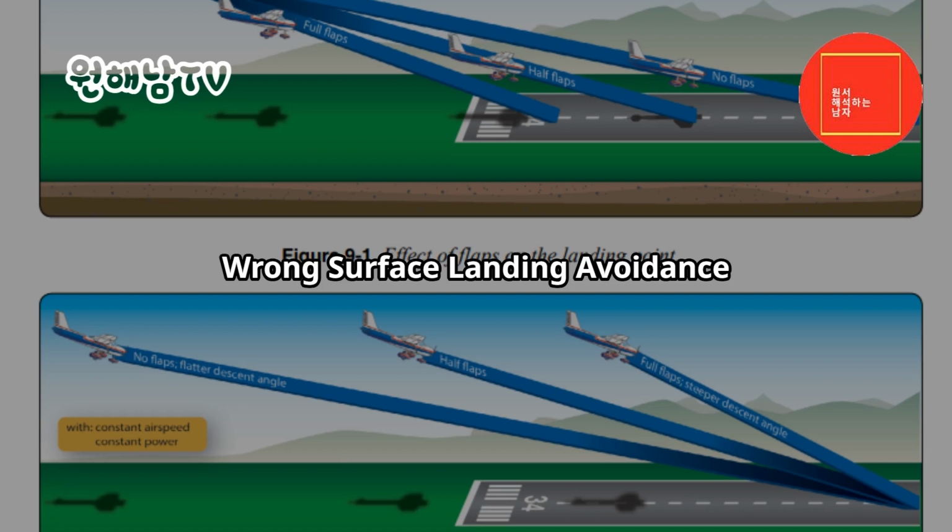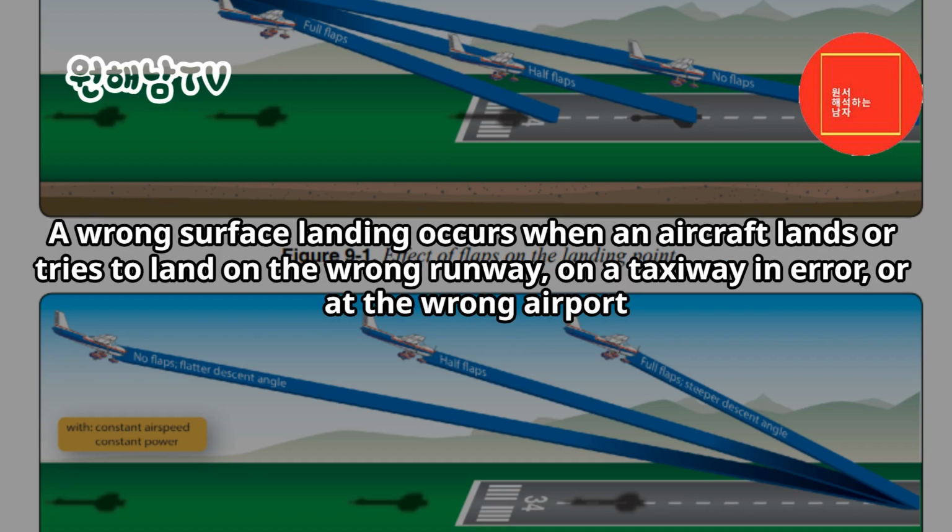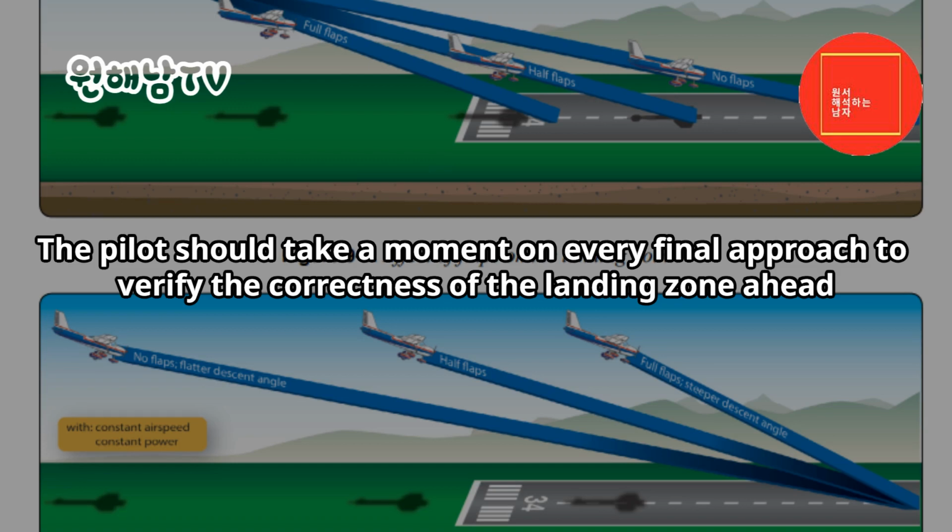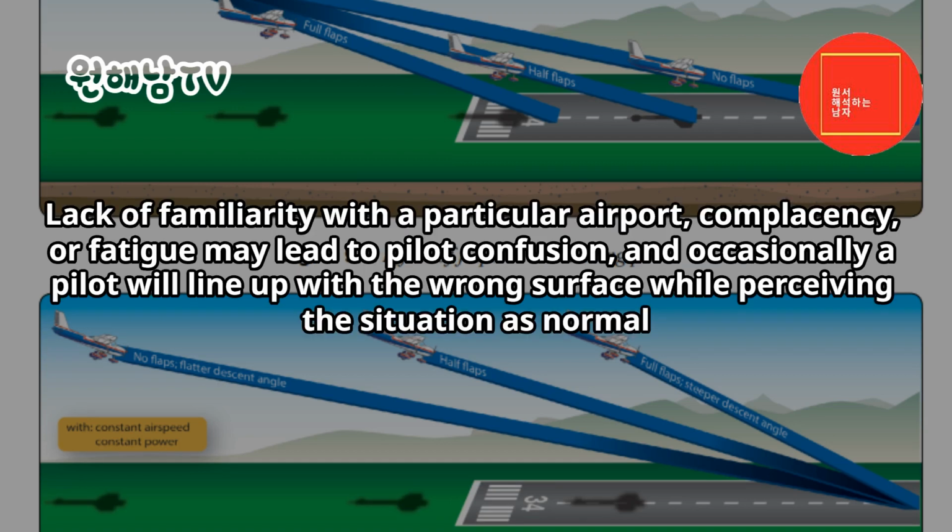Wrong surface landing avoidance. A wrong surface landing occurs when an aircraft lands or tries to land on the wrong runway, on a taxiway in error, or at the wrong airport. The pilot should take a moment on every final approach to verify the correctness of the landing zone ahead. Lack of familiarity with a particular airport, complacency, or fatigue may lead to pilot confusion, and occasionally a pilot will line up with the wrong surface while perceiving the situation as normal.